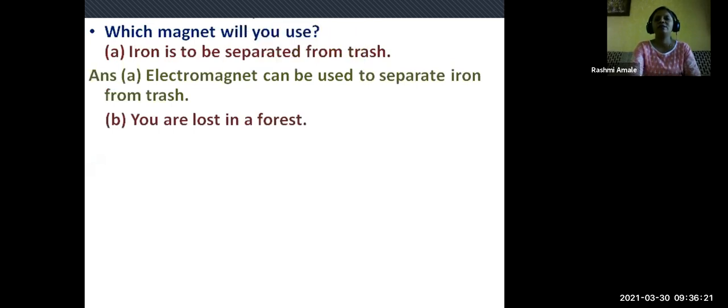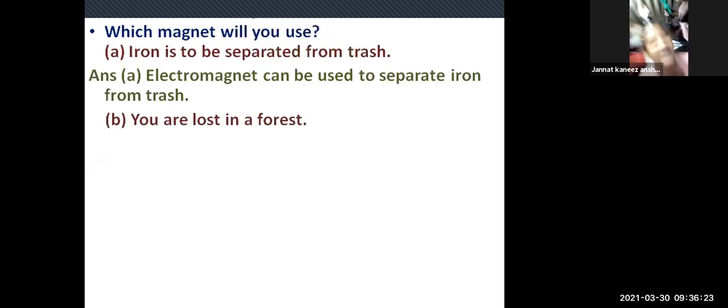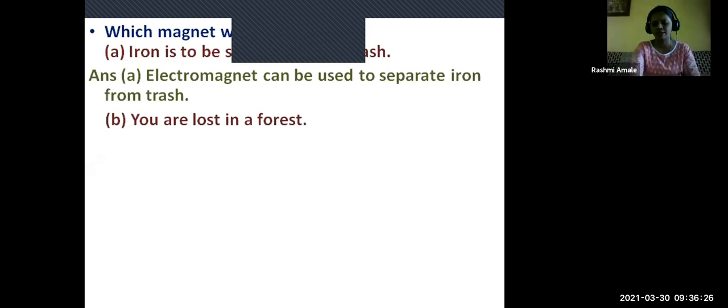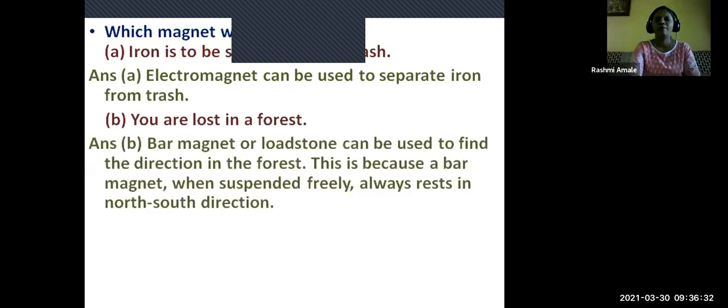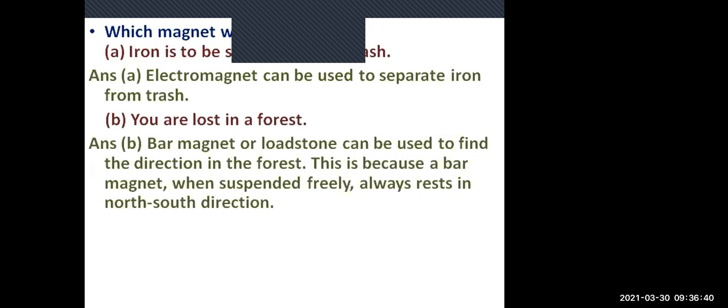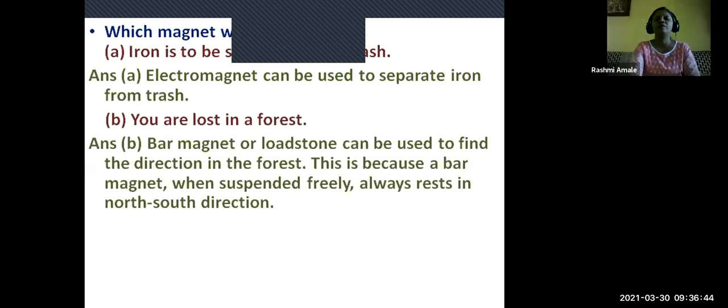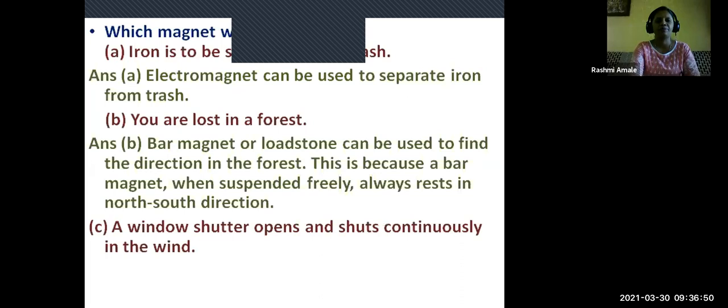Okay, now you are lost in a forest. So which magnet will you use to find out the directions? Mariner's compass, yes, you can use. Bar magnet also you can use. Bar magnet or lodestone can be used to find the direction in the forest. This is because a bar magnet, when suspended freely, always rests in the north-south direction. And you are also right, Mariner's compass also can be used.